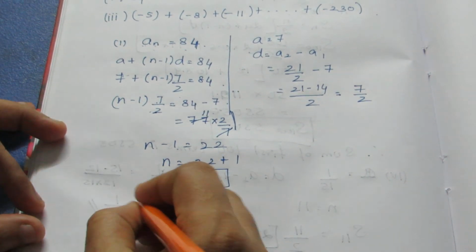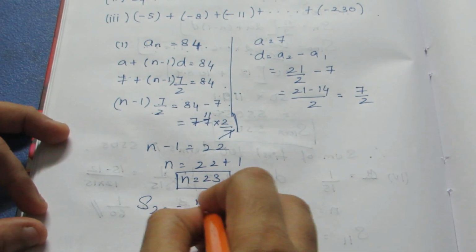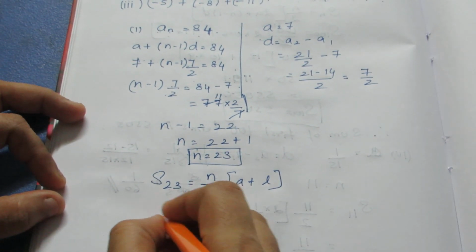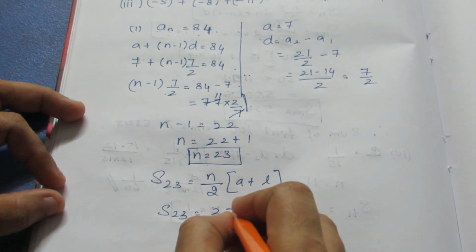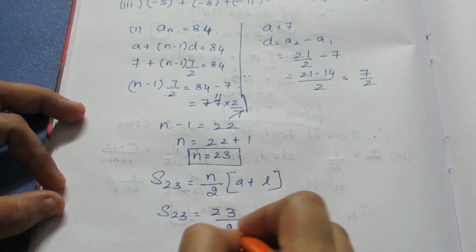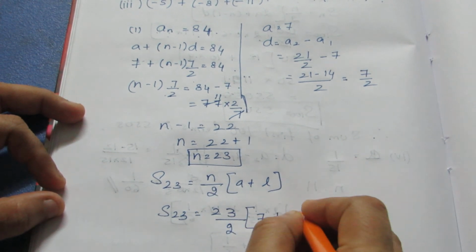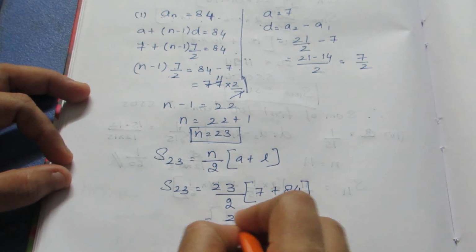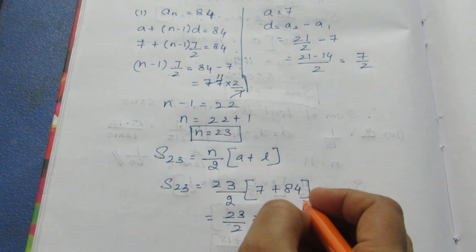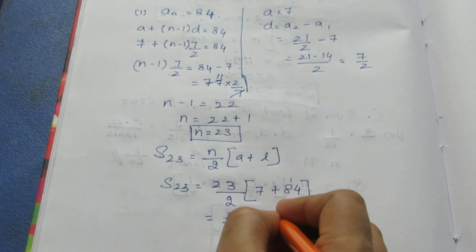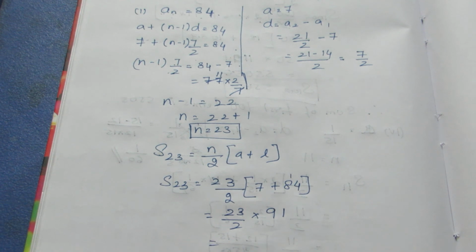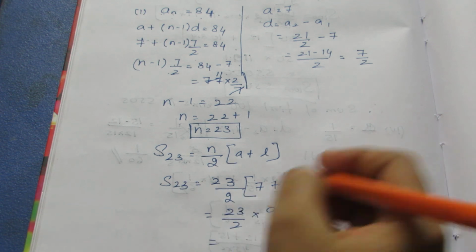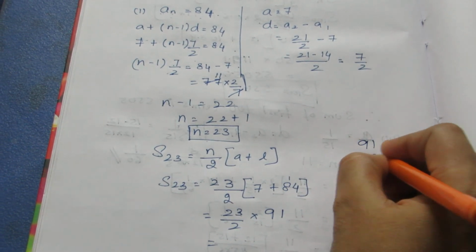We can find now S23. As I said before, the formula n by 2 into (a plus l) we are going to use for Sn. So S23 is equal to 23 by 2 into a is 7, l is 84. Just add 7 and 84. 23 by 2 into 91. We can't cancel it because it doesn't go in the 2 table. It is an odd number, so just multiply 91 into 23.